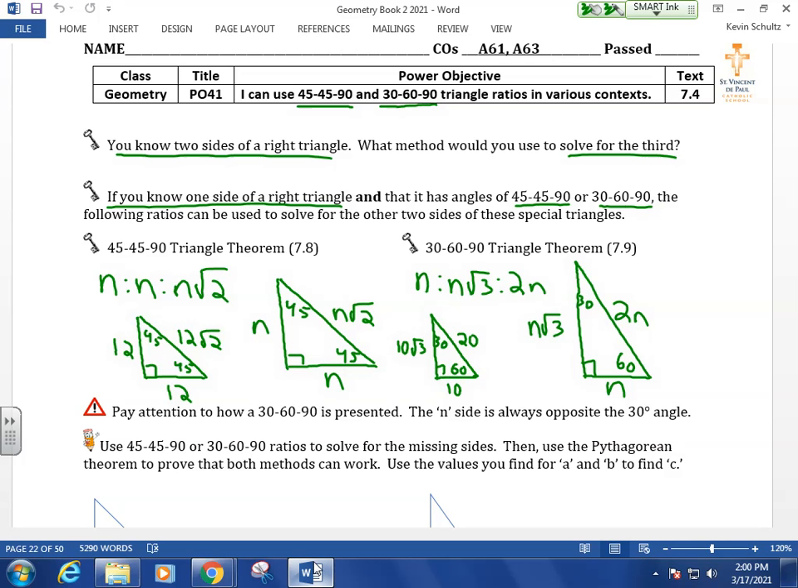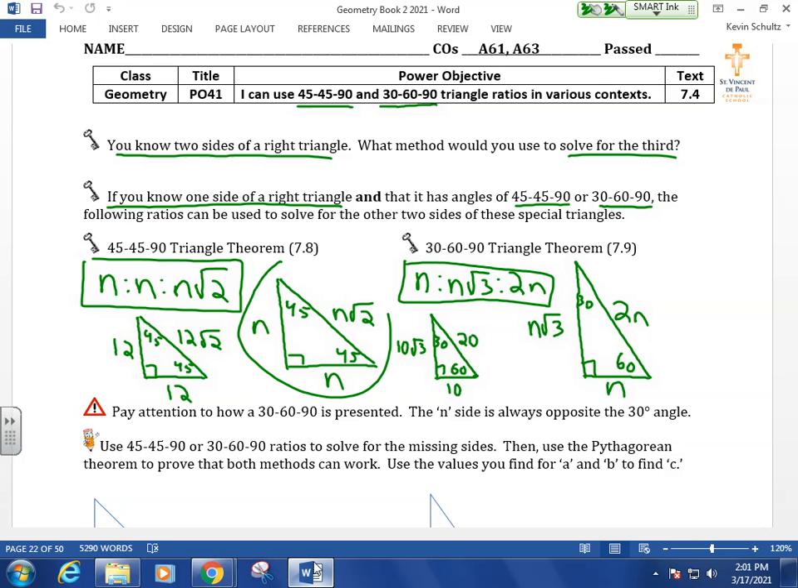Doing okay. All right. So these are the ratios that you want to put on a help sheet for a 45-45-90 and a 30-60-90 triangle. You can also put this down so you can actually label the sides, which one is the N side, which one is the N root 3, which one's the 2N, and so forth. Okay?